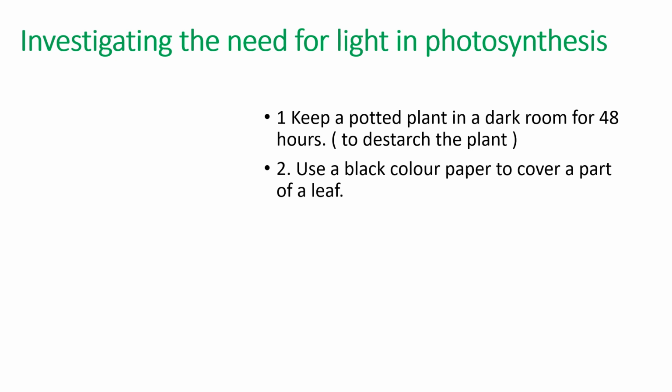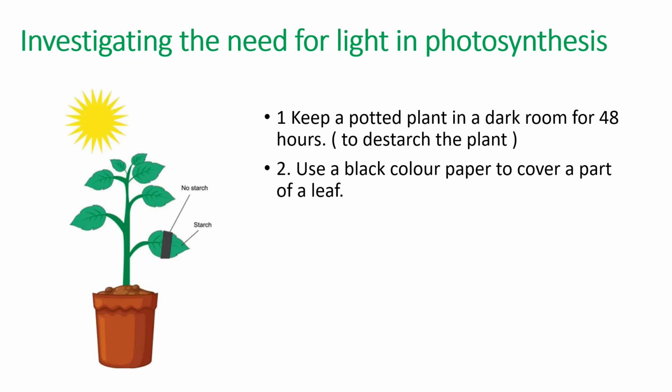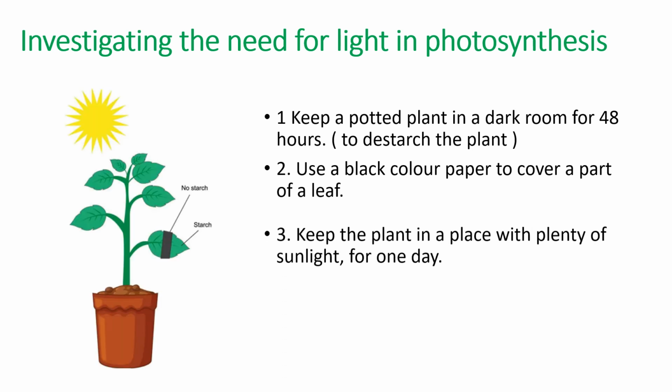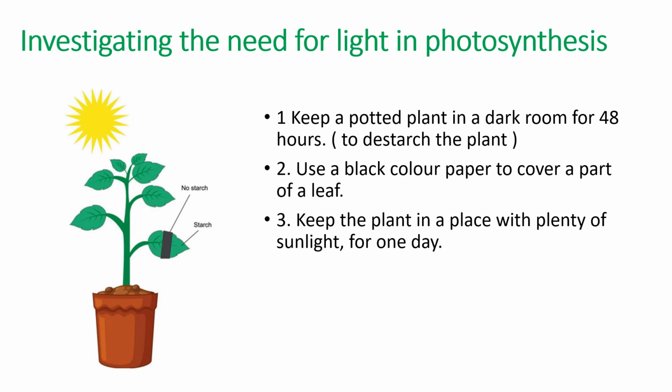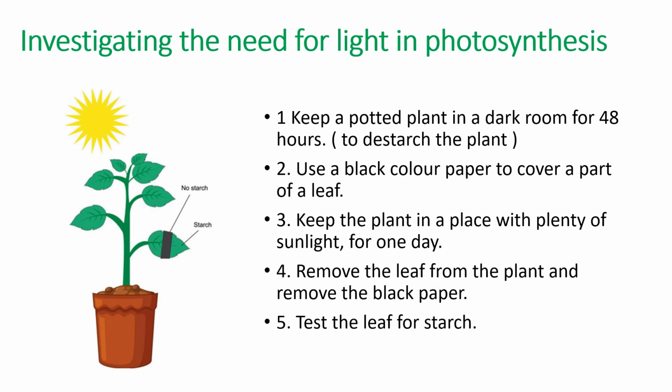Then use a black color paper to cover a part of a leaf as you can see in the diagram. Once you do that, bring the plant outside and keep it in a place with plenty of sunlight for about 1 day. Then remove the leaf from the plant and also remove the black color paper and do the starch test for the same leaf.